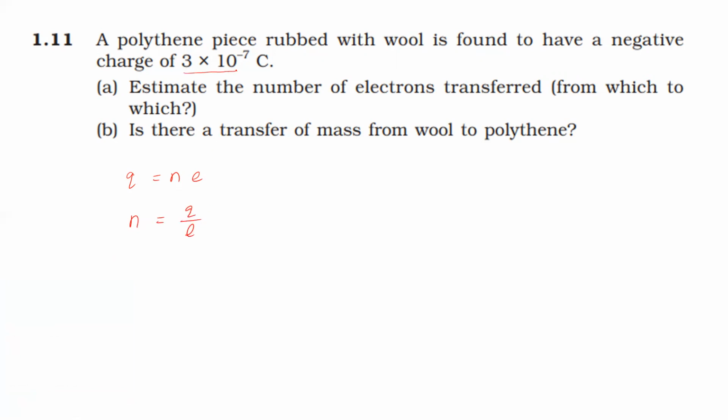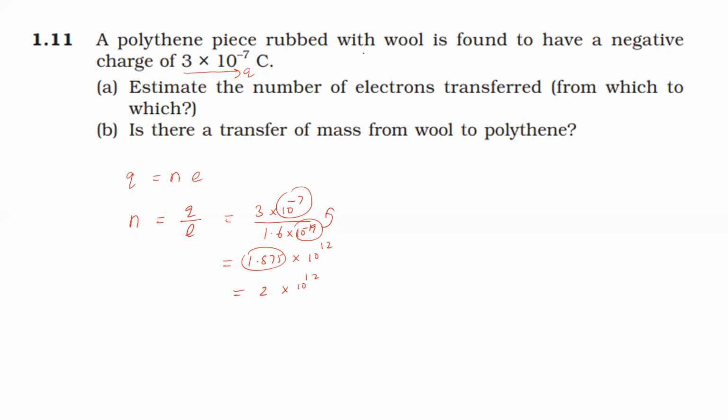Here the Q value is given as 3 into 10 power minus 7. So let us substitute the Q value as 3 into 10 power minus 7 divided by the e value, 1.6 into 10 power minus 19. This 3 divided by 1.6, if you divide, we will get nearly 1.875, and this 10 power minus 19 goes up and becomes plus 19. Already 10 power minus 7 is there, so we are getting 10 power 12. If we round off, simply in the textbook it is given as 2 into 10 power 12.